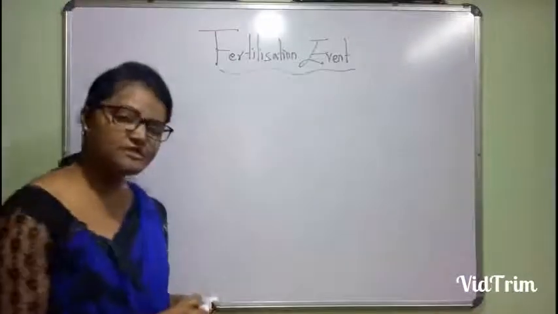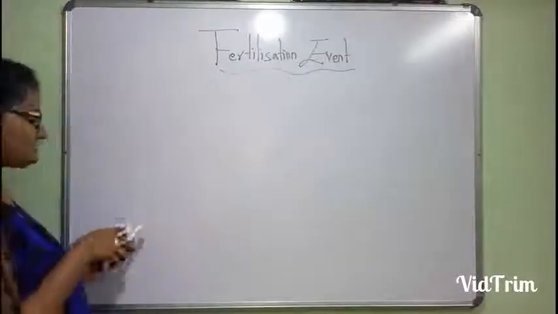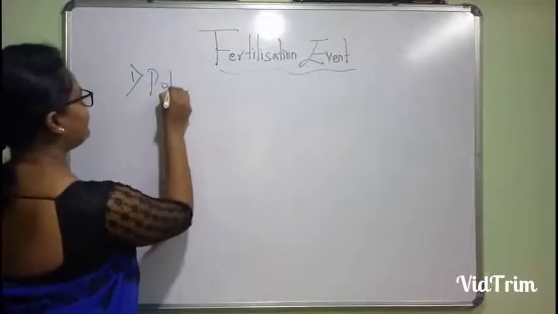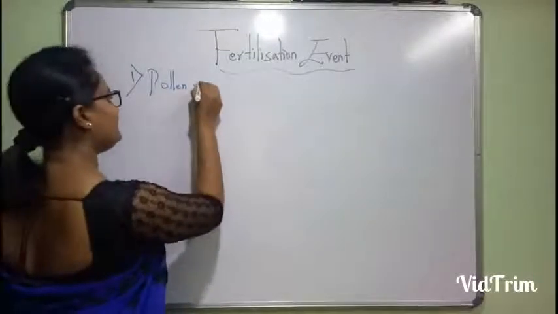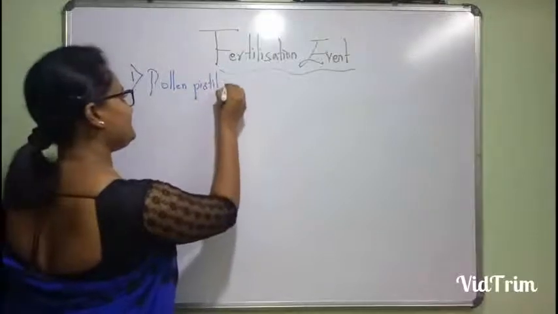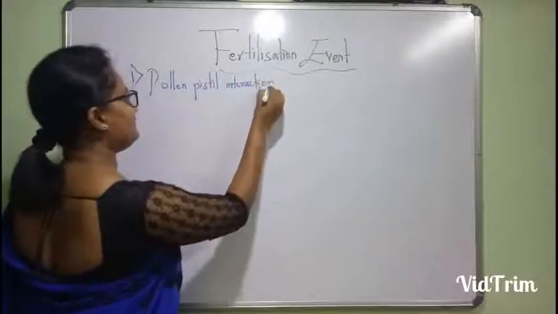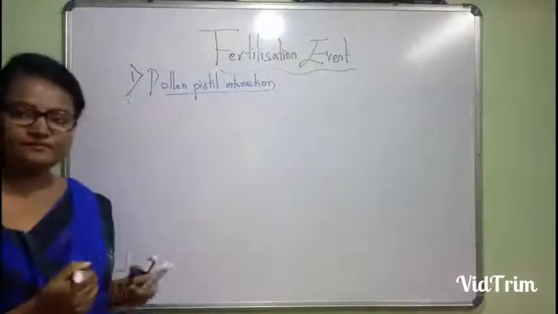So before fertilization, there are several steps. The first step is pollen-pistil interaction.